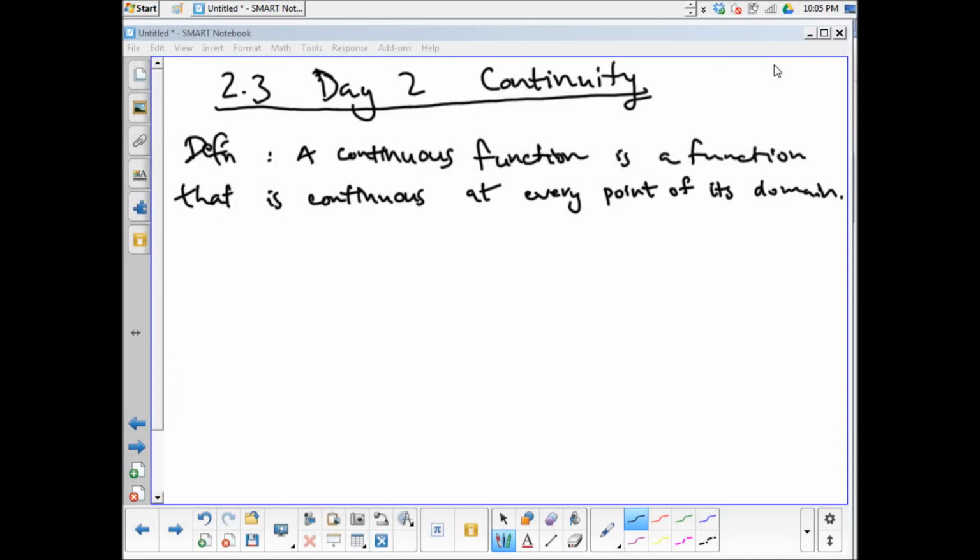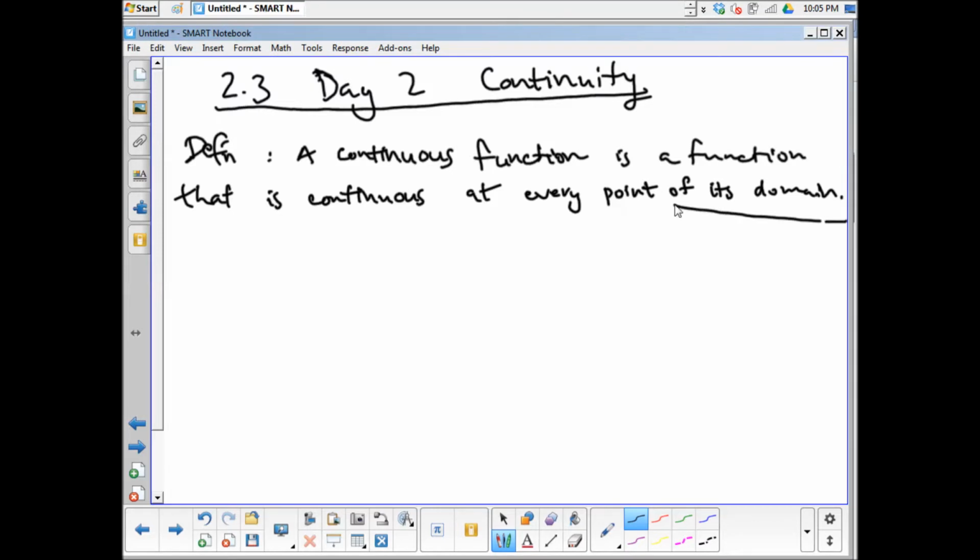Okay, welcome to 2.3, day 2, second part of continuity here. I want you to take a moment and write down this definition of a continuous function. A continuous function is a function that is continuous at every point of its domain. Very important phrase there. Okay, got it? Alright, so here's what we're talking about.